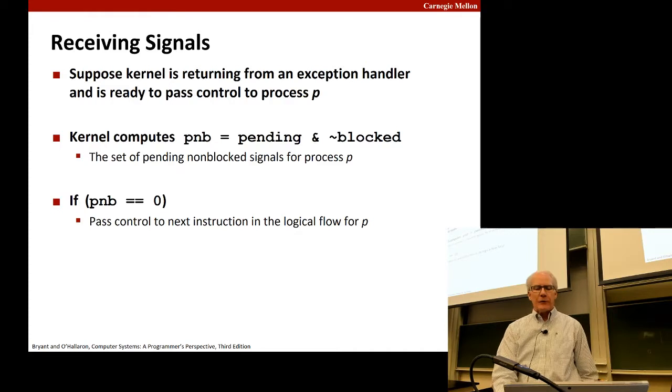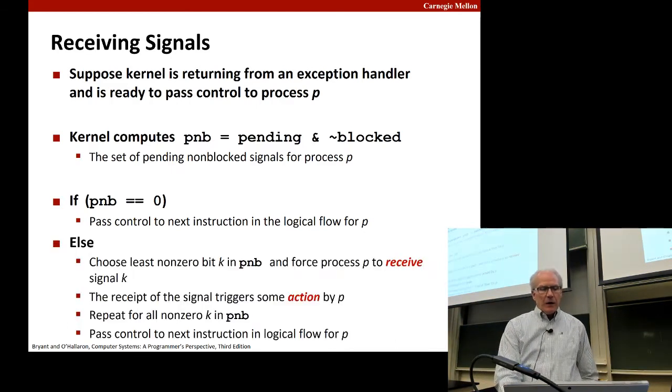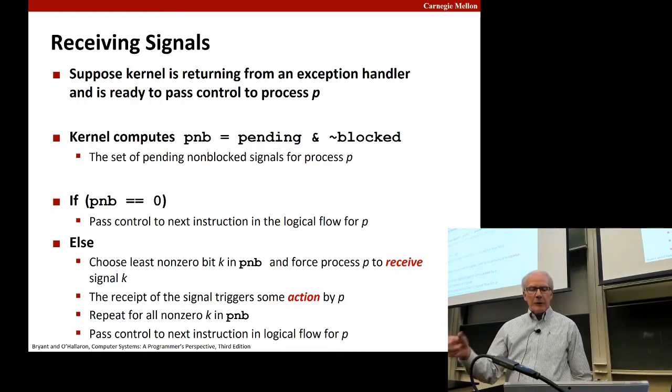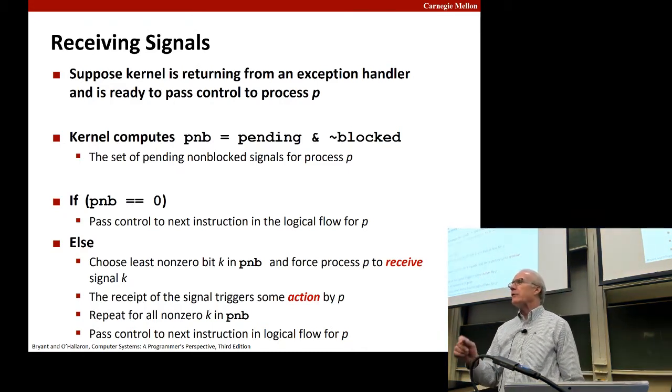if there are no pending signals, then it will just begin executing the regular code for process P. But if there are some unblocked pending signals, what it will do is start to process each of those in priority order, starting from the lowest number to the highest. And it will force that process to receive those signals. And if there's no signal handler for that particular one, then it will do whatever the default action is for that signal. But if there is a signal handler, then it will invoke that signal handler.